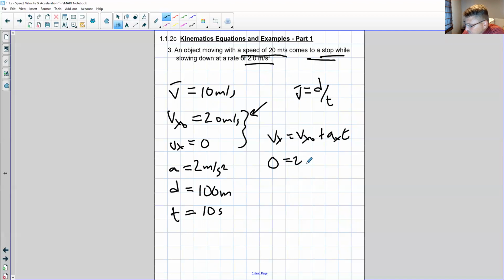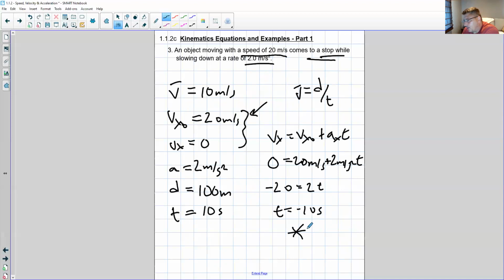0 equals 20 meters per second plus 2 meters per second squared t. So negative 20 equals 2t. t equals negative 10 seconds. Wait, now that's a problem, isn't it? This is an issue because we can't have time being a negative quantity. Well, how are we going to reconcile this?